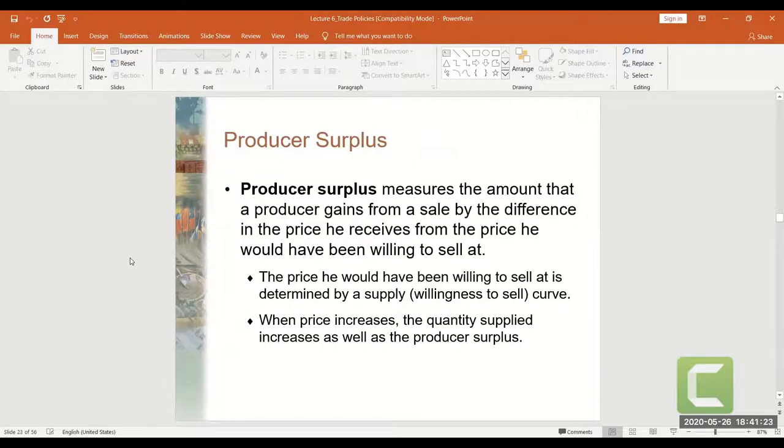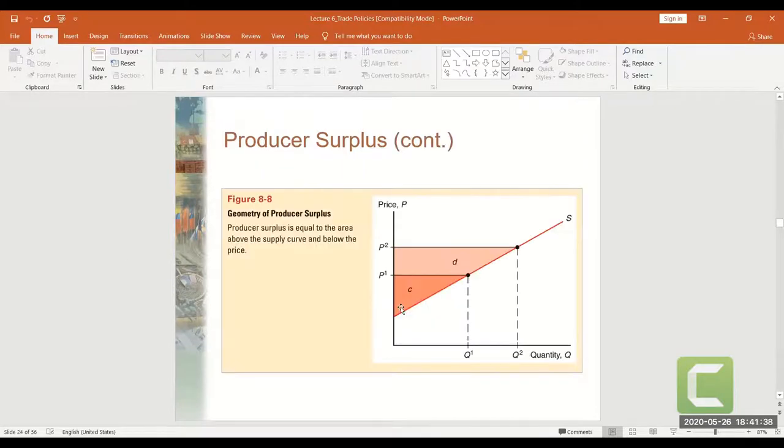Producer surplus, we'll be willing to sell at some price. In the market, we will receive some price. The difference is going to be called producer surplus. Graphically, the prices at which we are willing to supply, the supply curve, and the price we actually received. So the area above the supply curve, below the price line is called producer surplus.